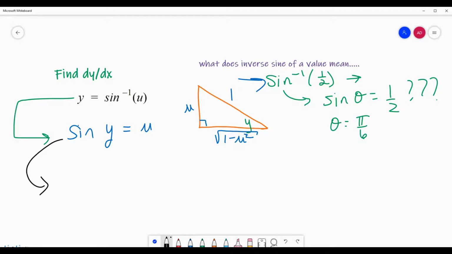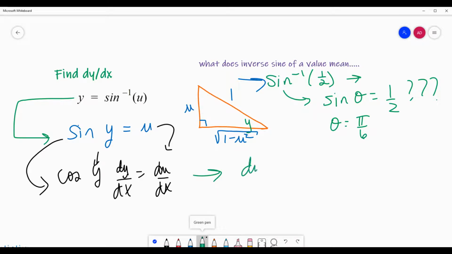Let me find the derivative of sine y equals u. The derivative of sine is cosine of y. Don't change the argument, if you watch any of my other videos, you know that. But I also have to find the derivative of y, which is dy/dx, and that's going to equal the derivative of u, which is du/dx. Remember, my u is some function in terms of x, hence the reason we're finding dy/dx. So dy/dx is going to equal 1 over the cosine of y times du/dx. Fair enough?